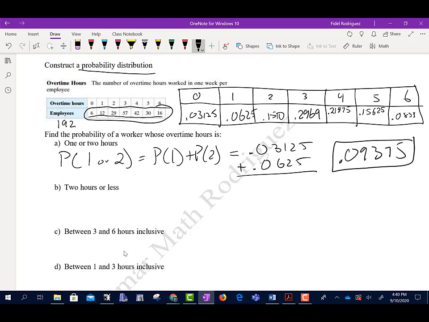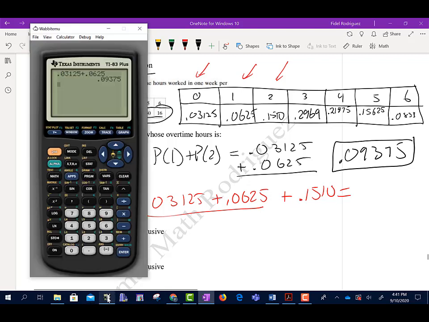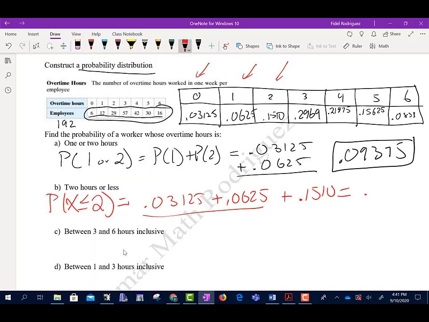Okay. 2 or less. So 2 or less would be 0, 1, or 2. So the probability that x is smaller than or equal to 2. So I'm going to take, again, 0.03125 plus 0.0625 plus 0.1510. If you notice, we've already added those numbers together in the first part. So now we can just add 0.1510. And I'm coming up with 0.24475. Okay. All right.